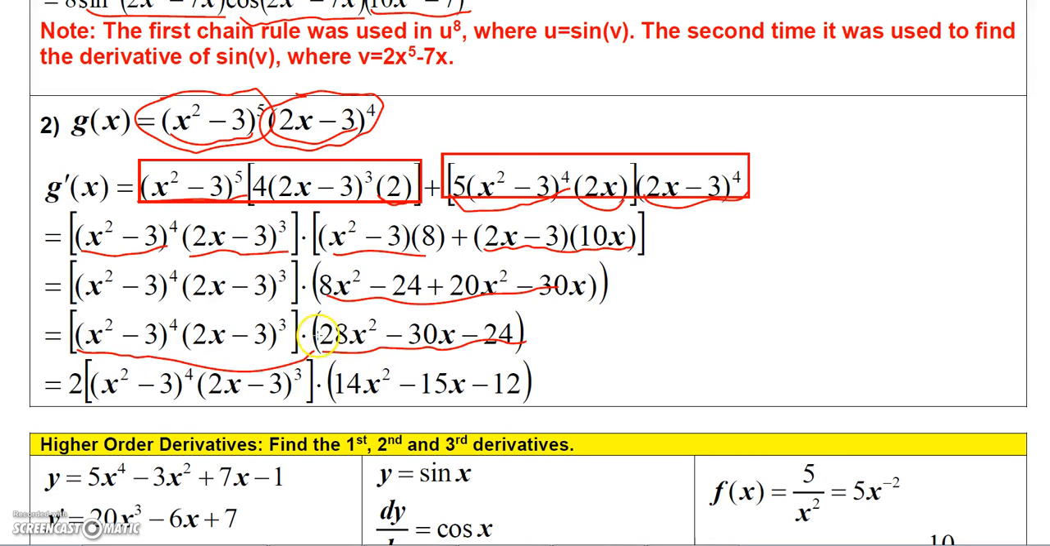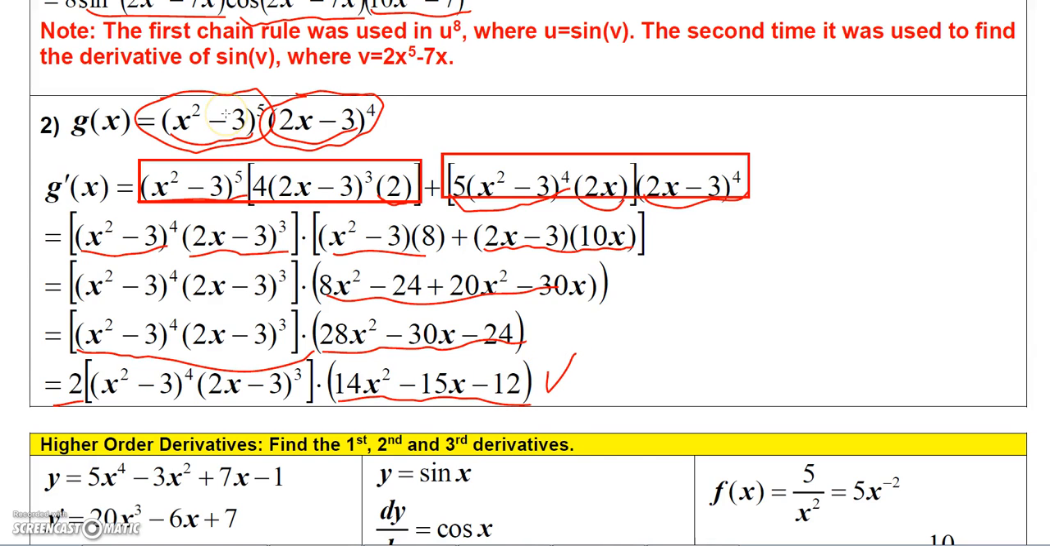I did one last thing. I factored a 2 out of the trinomial, and I put it over here, and that just cut the terms in the trinomial in half. So it gave me 14x squared minus 15x minus 12. So my factors are 2 times x squared minus 3 to the fourth times 2x minus 3 quantity cubed, and then times 14x squared minus 15x minus 12. So that's the derivative of that expression.